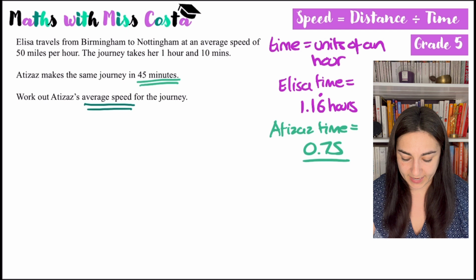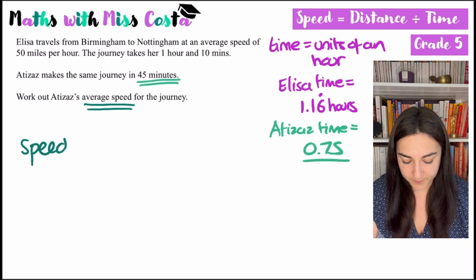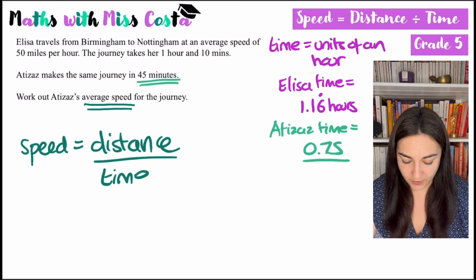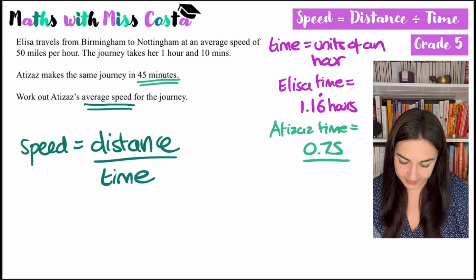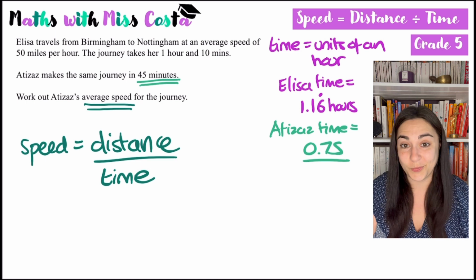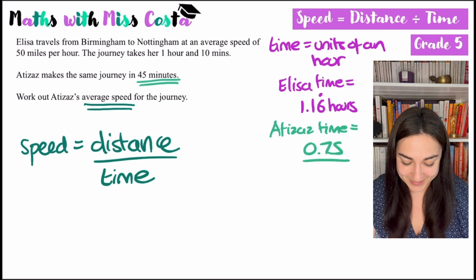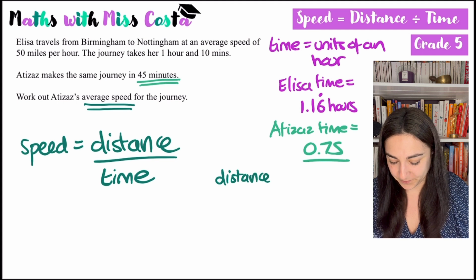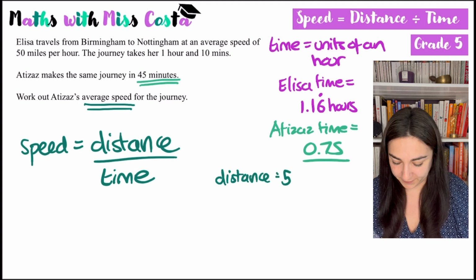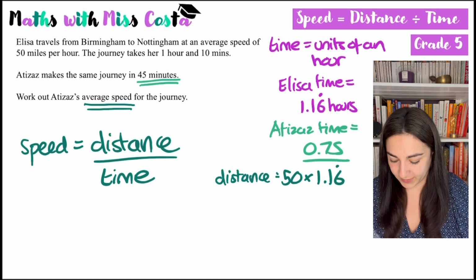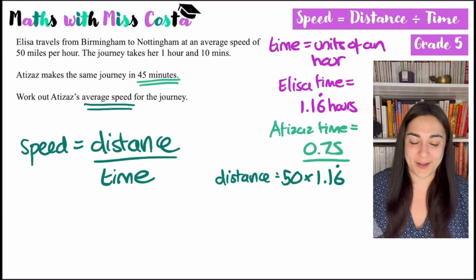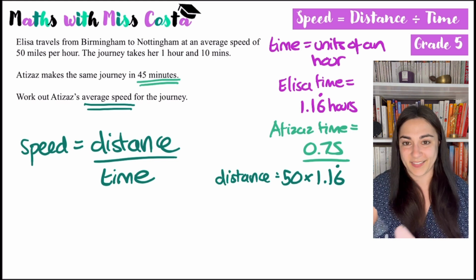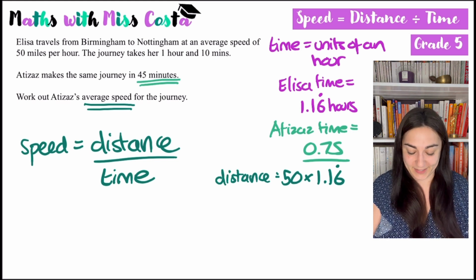So how do I work out speed? Well, speed is distance over time. So I know that the distance is going to be the same. Oh, I haven't actually worked out the distance. So I need to work out the distance that Elisa travels. Distance is speed times time: her speed is 50, times 1.16 recurring. In a non-calculator paper, you're not going to be given a recurring decimal like this, so I'm just going to reach for my calculator because we don't need to do that.